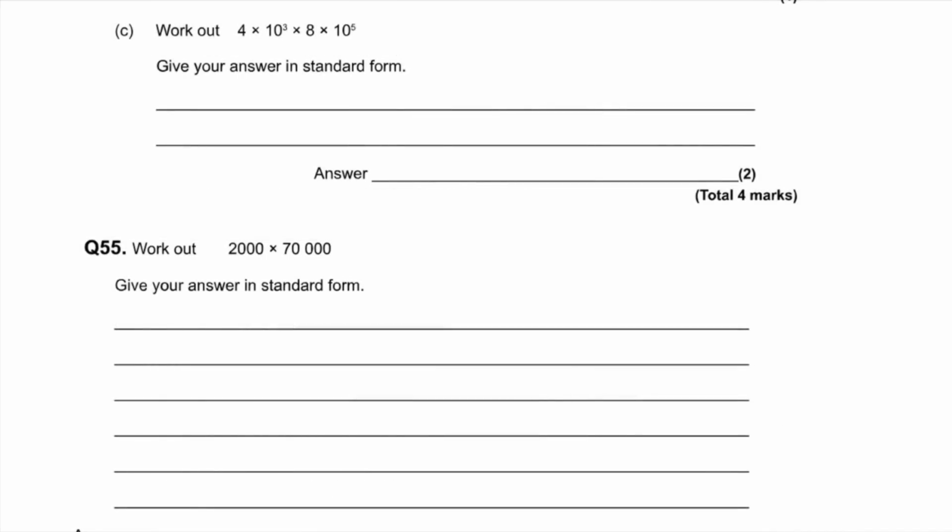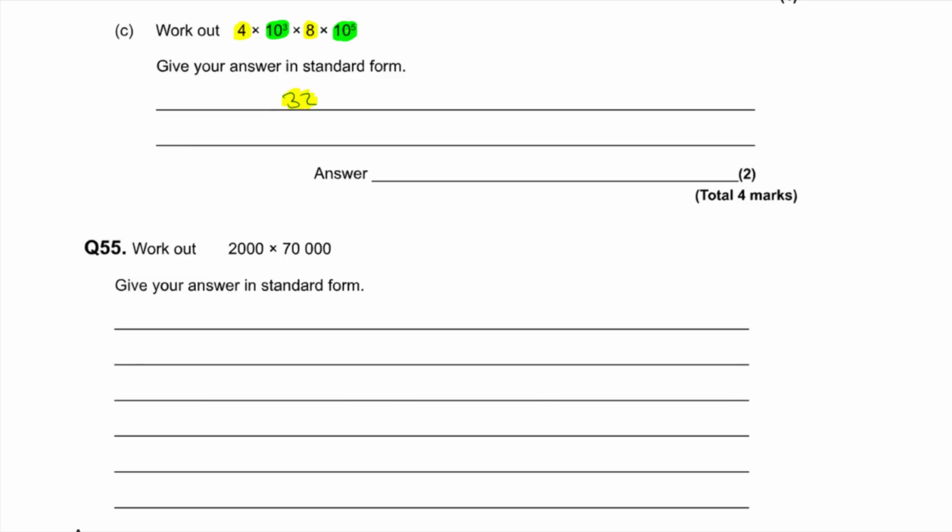Part C says work out 4 times 10 to the 3 times 8 times 10 to the 5. So I've got two numbers in standard form multiplied together. When this happens, the easiest thing to do is to multiply like with like. So multiply your mantissas together, multiply your powers of 10 together. So 4 times 8, what's that? 4 8s are 32, isn't it? So I'm going to multiply those two together first, giving me 32.